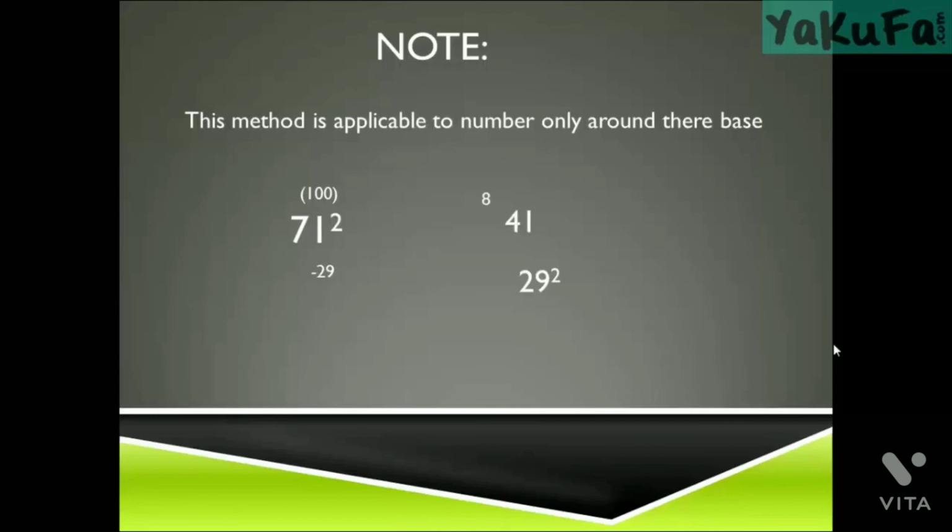We carry the 8 and we subtract 29 from 71, which comes out to be 42, and we add that carry, it comes out to be 5041. So if you're good with squares of huge numbers, then you can go with this method as well. But I would suggest, if you are looking to find the square of numbers ranging around 80 to 120, then you are good with this kind of trick.